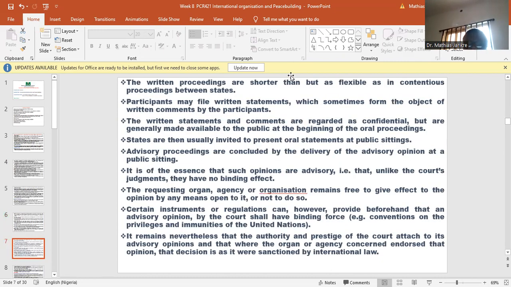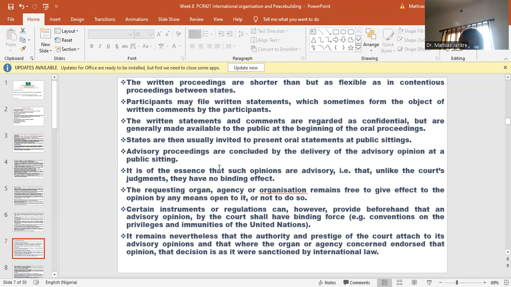The written proceedings are shorter than, but as flexible as, in contentious proceedings between states. Participants may file a written statement, which sometimes forms the subject of written comments by the participants. The written statements and comments are regarded as confidential, but are gradually made available to the public at the beginning of the oral proceedings. States are then usually invited to present oral statements at public sittings. Advisory proceedings are concluded by the delivery of the advisory opinion at a public sitting.